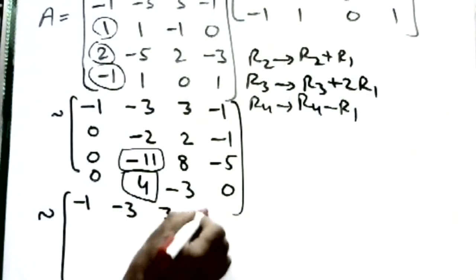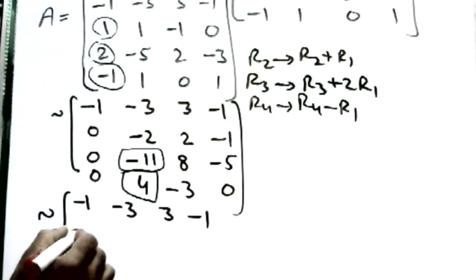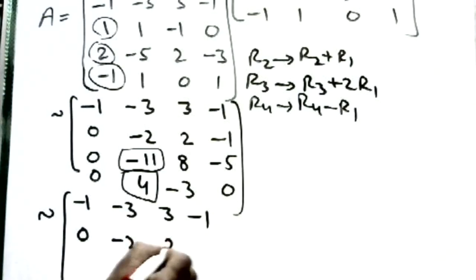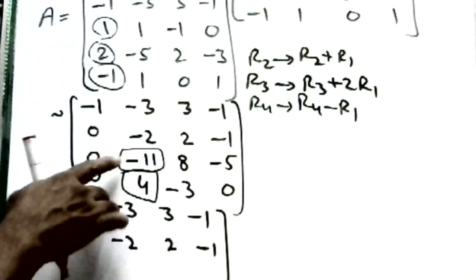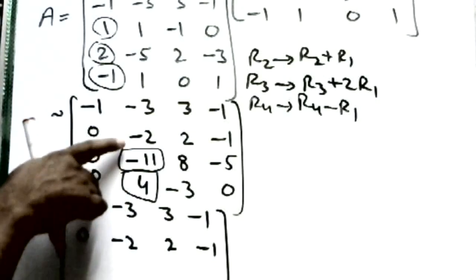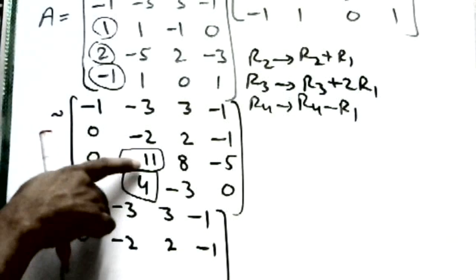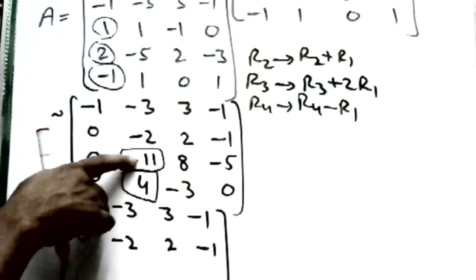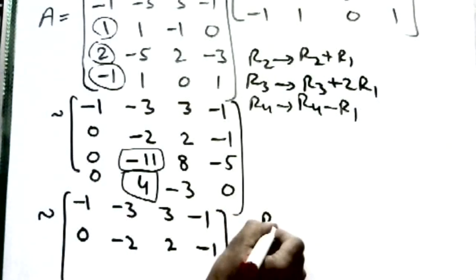R1 is minus 1, minus 3, 3, minus 1. We are not changing R2, so I am writing 0, minus 2, 2, minus 1. Now see here, this is 11, this is 2. Let me do one thing: you multiply this with 11, it will be 22, and multiply with this 2, 22. 22 minus 22 will become 0.